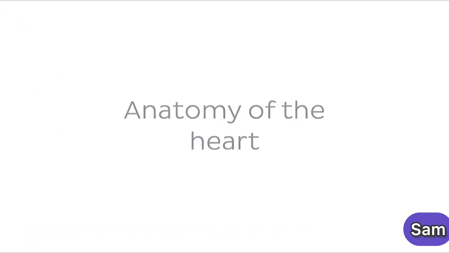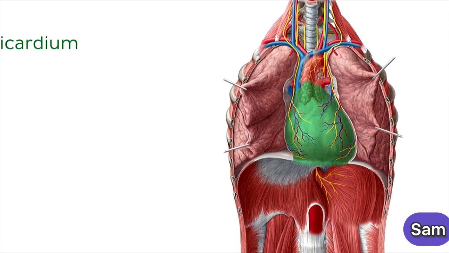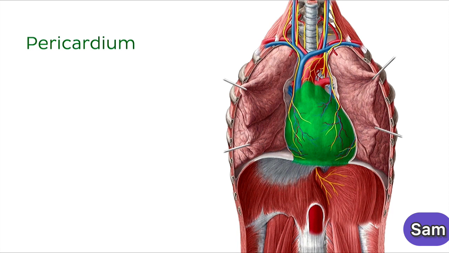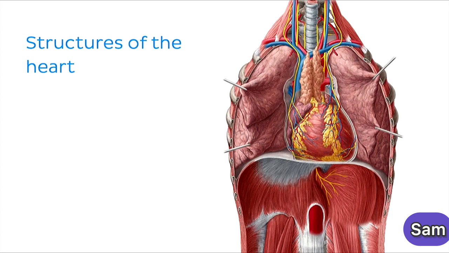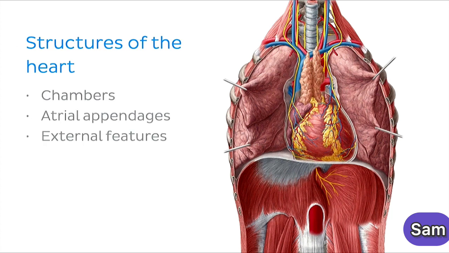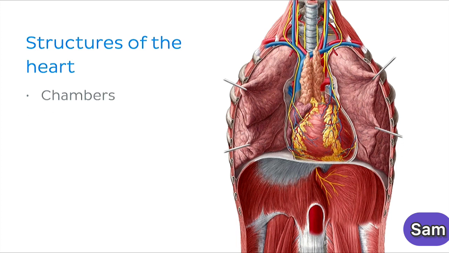In order to see this muscular organ in all its glory, we have to first remove this structure, which is the pericardium. This layer of tissue surrounds and protects the heart. Although it's very important, don't worry too much about it now, we'll get to it later. With the pericardium out of the way, we can identify several key anatomical structures of the heart. And we'll be going through the chambers, the appendages, as well as some of the heart's external features. And we're going to start by identifying its chambers.